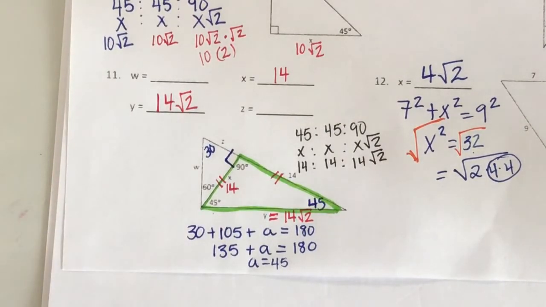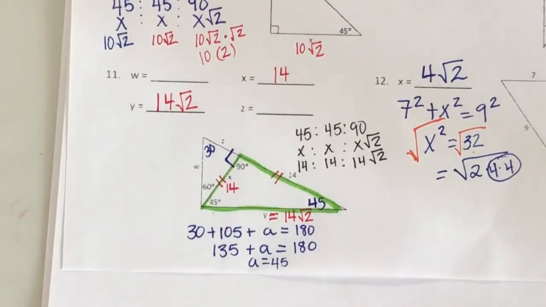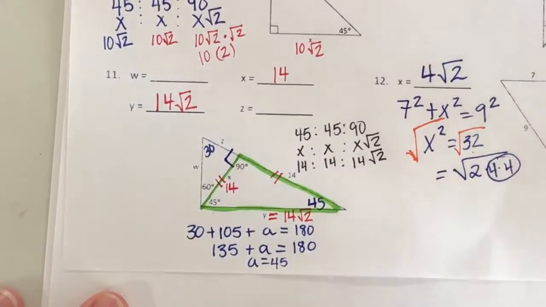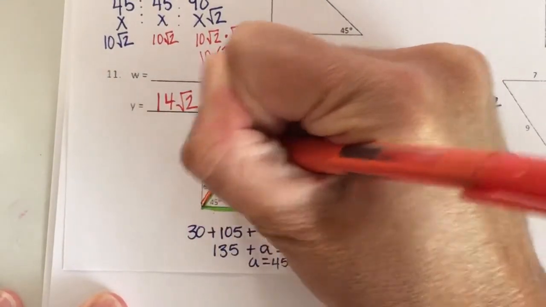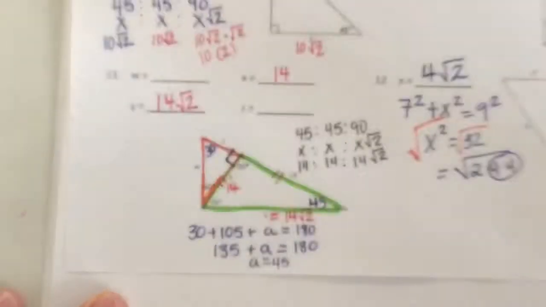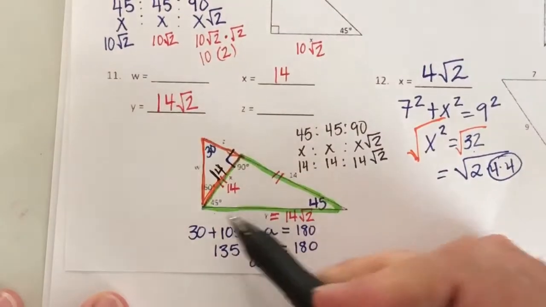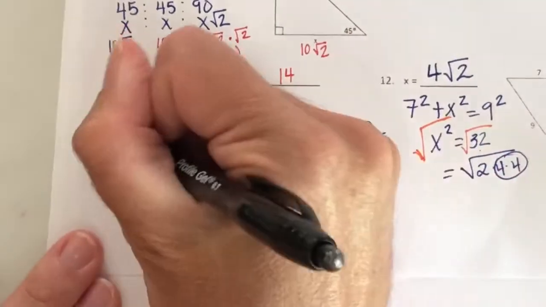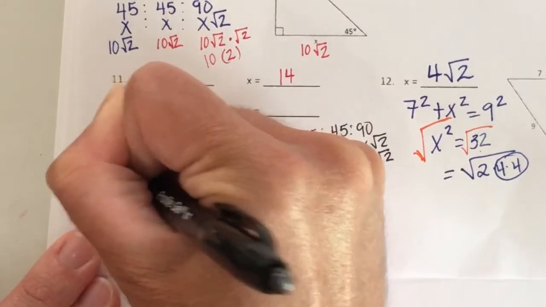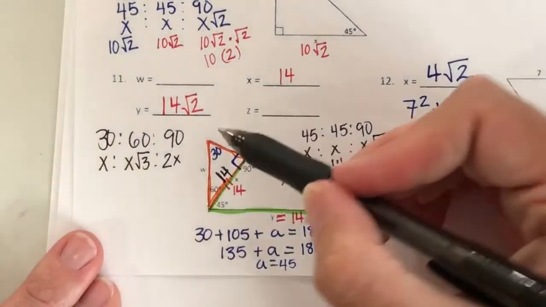So now I've got to figure out what is W and what is Z. I had to use the 45, 45, 90 first, because in the 30, 60, 90, notice that we didn't have any of those side lengths. So we do know now that this bottom segment is 14 units long. And so using what I know with my ratio, 30, 60, 90, X, X times the square root of 3, and 2X, I'm going to find the remaining sides.